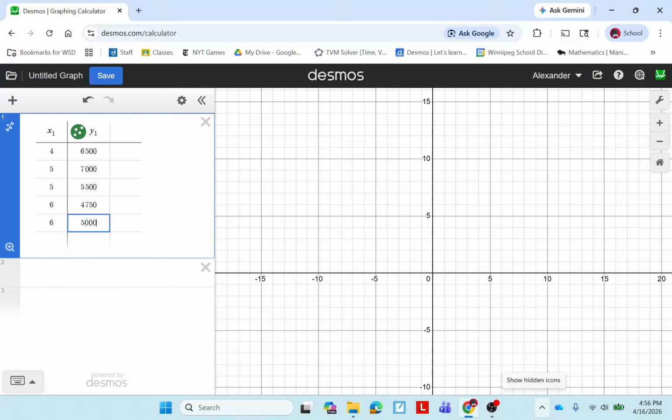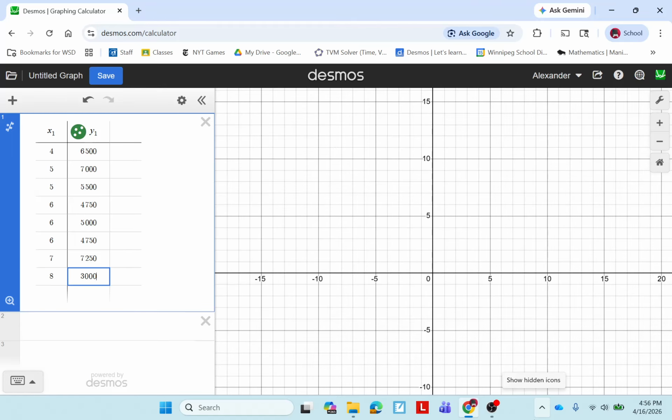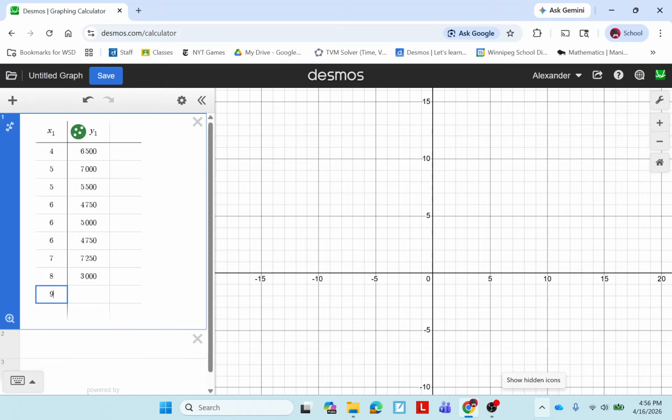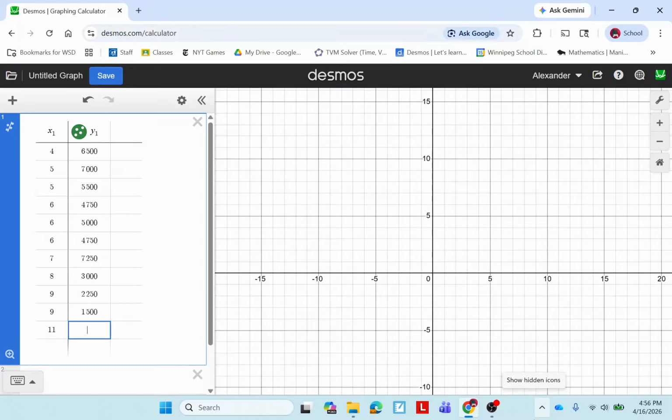Also, if you noticed when you were making the table, there was a double value of 6 and 4750. That doesn't mean that you have to draw that point twice. You only have to draw the point once. So if a set of data appears multiple times, it doesn't matter for the graph, but it does matter when you put it into your table because it is going to affect your regression calculation just a little bit.